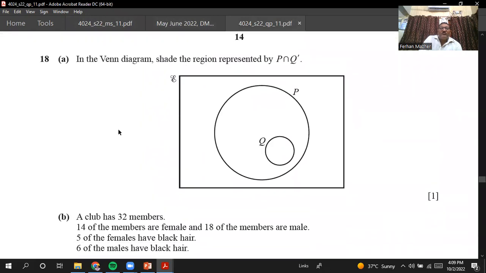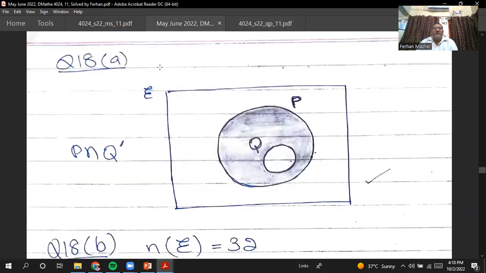The next question coming up on your screen is: in the Venn diagram, shade the region represented by P intersection Q complement. Q complement means out of the Q. You have to remain outside the circle Q. And outside the circle Q is this whole thing. But you have to take the common with the P. So then this area will be shaded. Okay. So let me show you the shaded thing. So this is how you will shade this. I hope you understand. This represents P intersection Q complement.